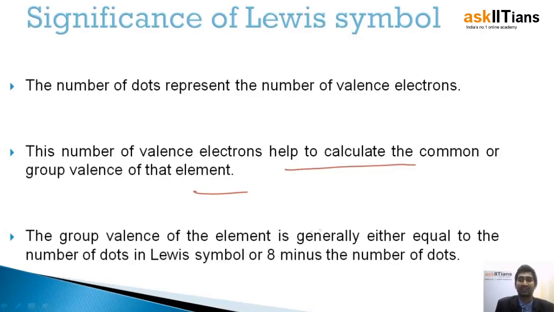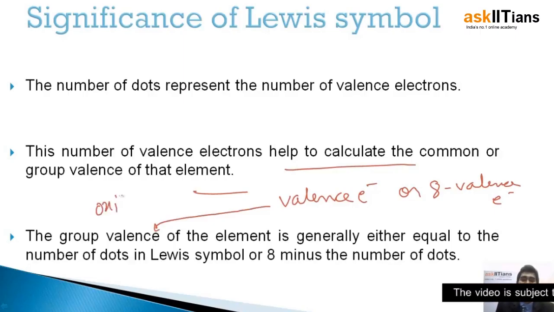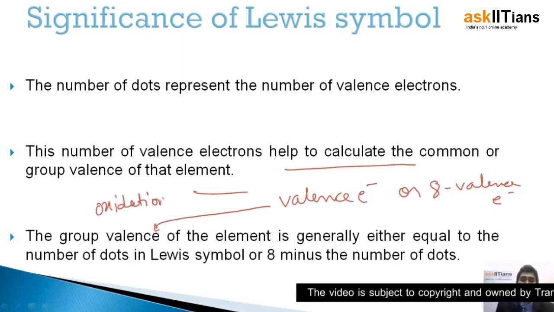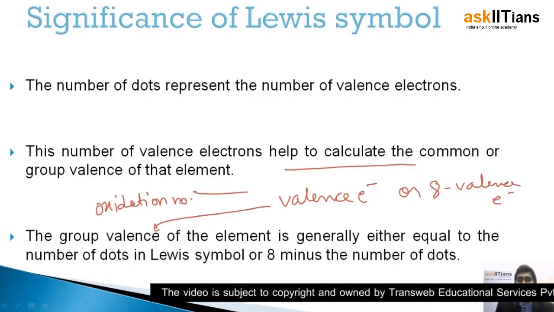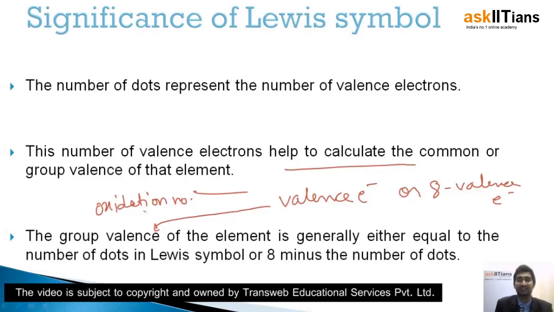And the group valence will be equal to either the number of dots, which I say valence electrons, or 8 minus valence electrons. This will give me the group valence, which I will say is the oxidation number. Oxidation number, which is the combining capacity of the atom.